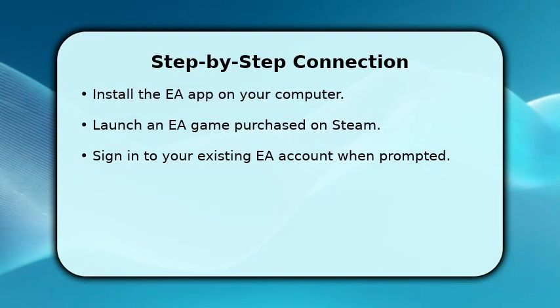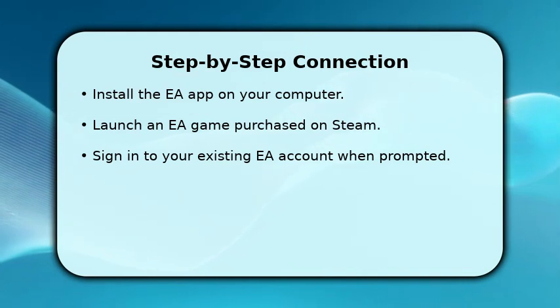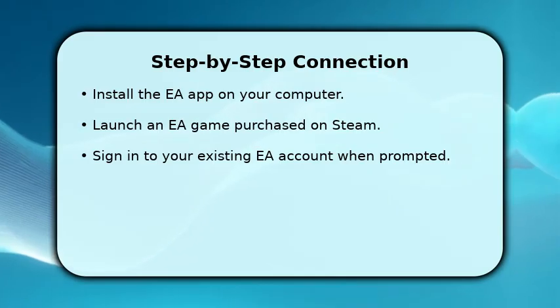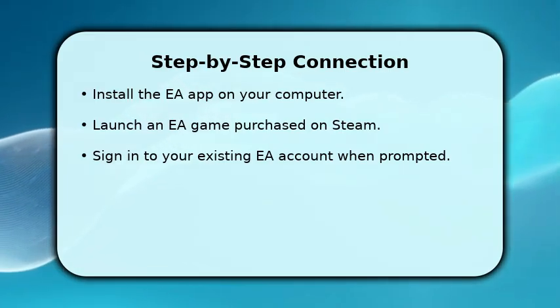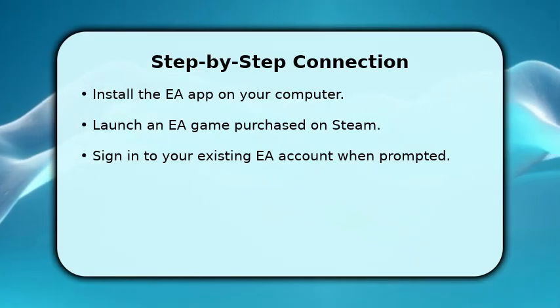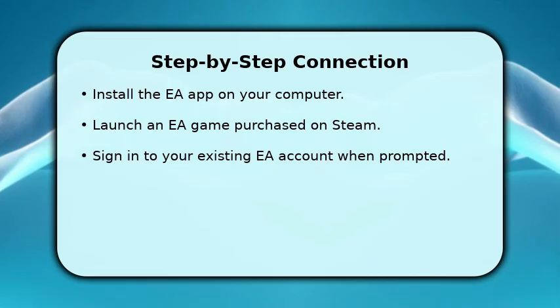To link your accounts, first ensure the EA app is installed. Then, simply launch any EA game from your Steam library. The EA app will automatically open and prompt you to sign into your existing EA account. After entering your credentials, you'll be asked to confirm the link between your Steam and EA accounts. Just click to confirm, and the connection will be established.